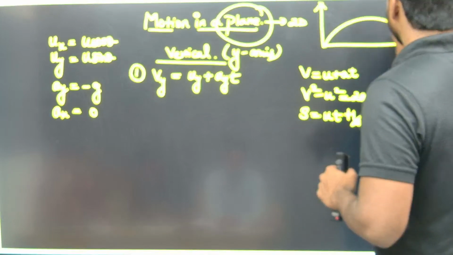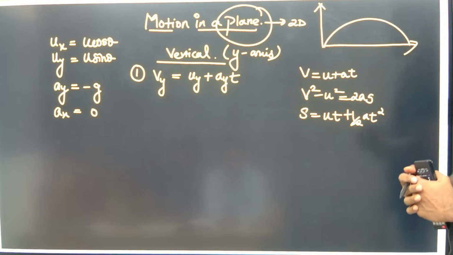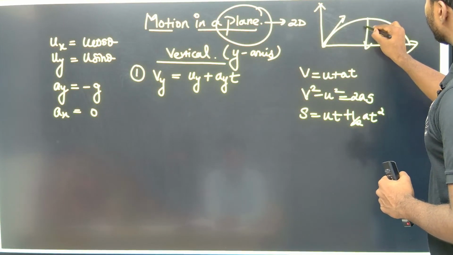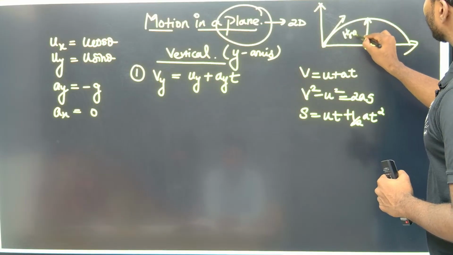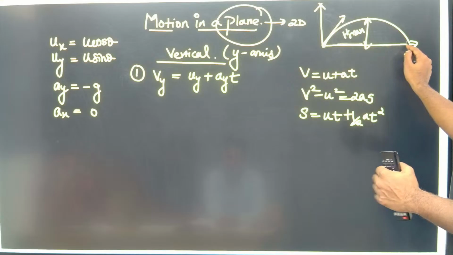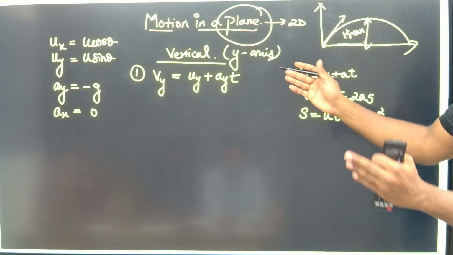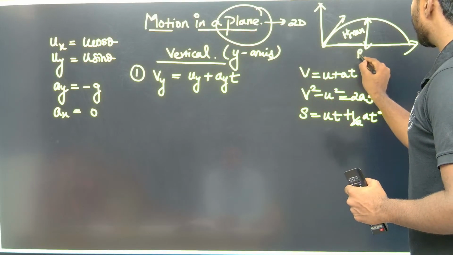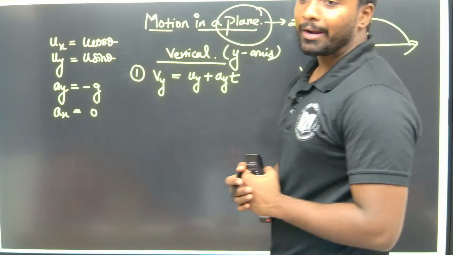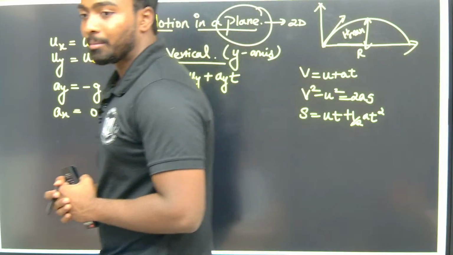The object will reach like this, it is a parabolic path. So there will be some height h, this is the maximum height reached by the object, and there is some displacement, like distance. So this is the range, we will say. In the x direction we will say range, in the y direction we will say maximum height.